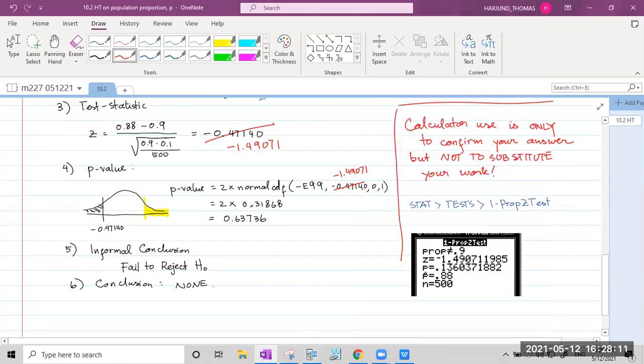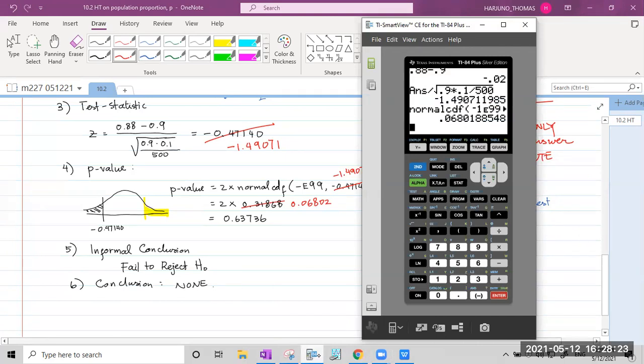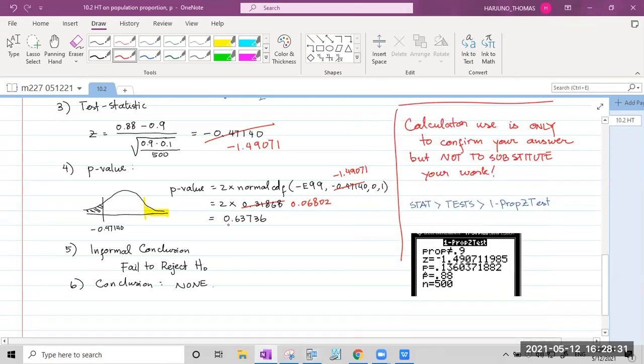0.06802. And then multiply that by 2, 0.13604. Well, I still fail to reject the null hypothesis, but the number was incorrect earlier. Good thing I checked that, otherwise I would not know.